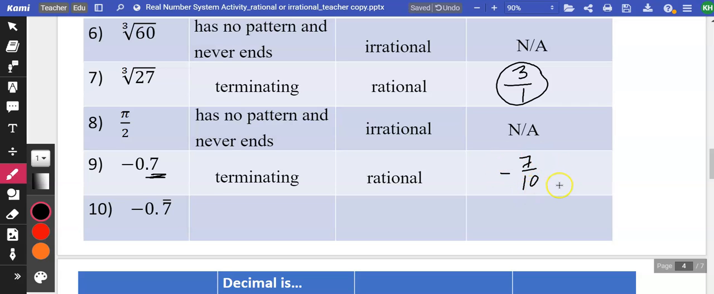Now all the problems I put on this activity page can't be reduced because I was trying to save you a little bit of time since this is a lot to take in. So don't worry about reducing fractions.